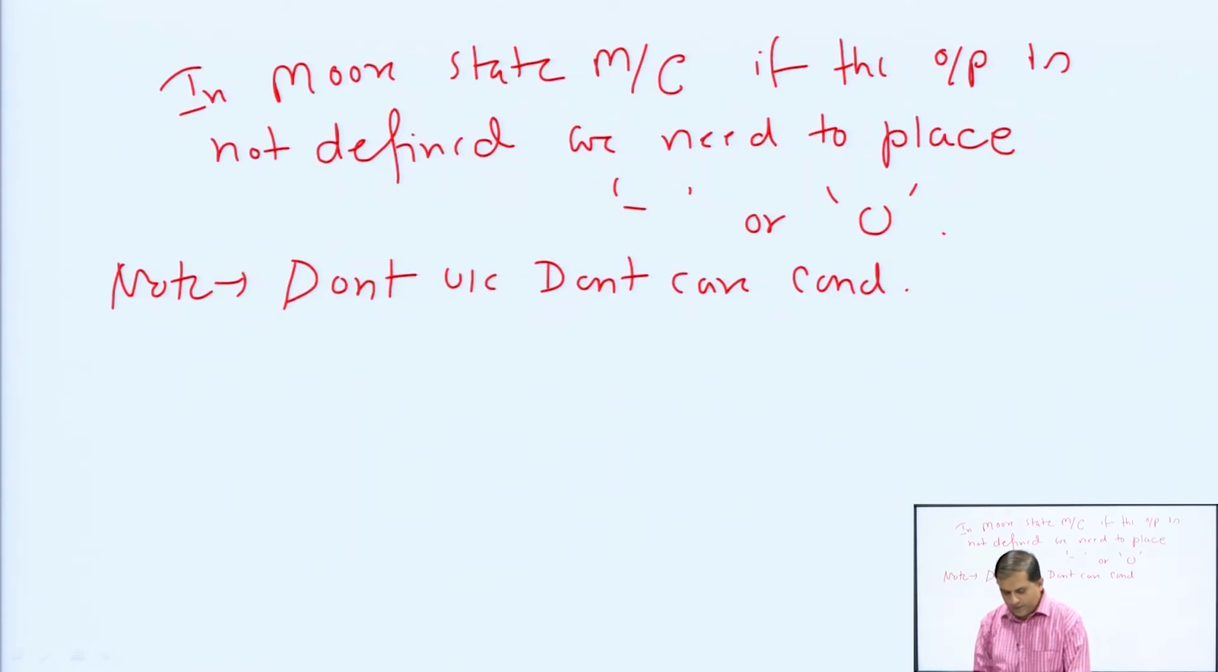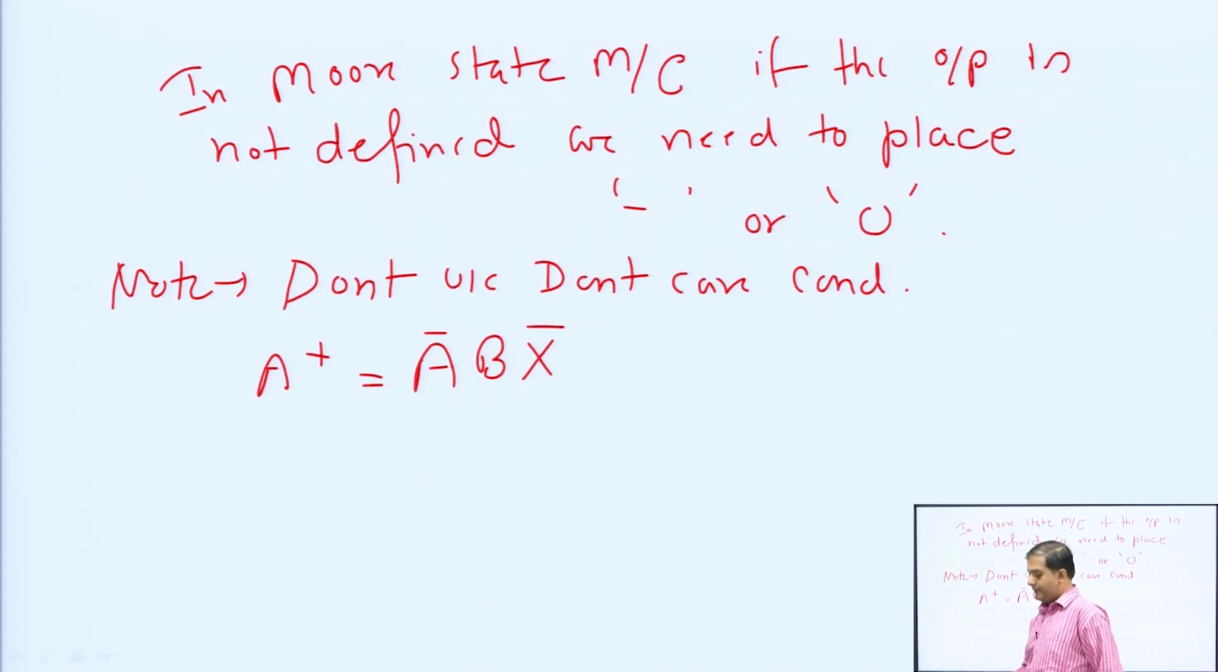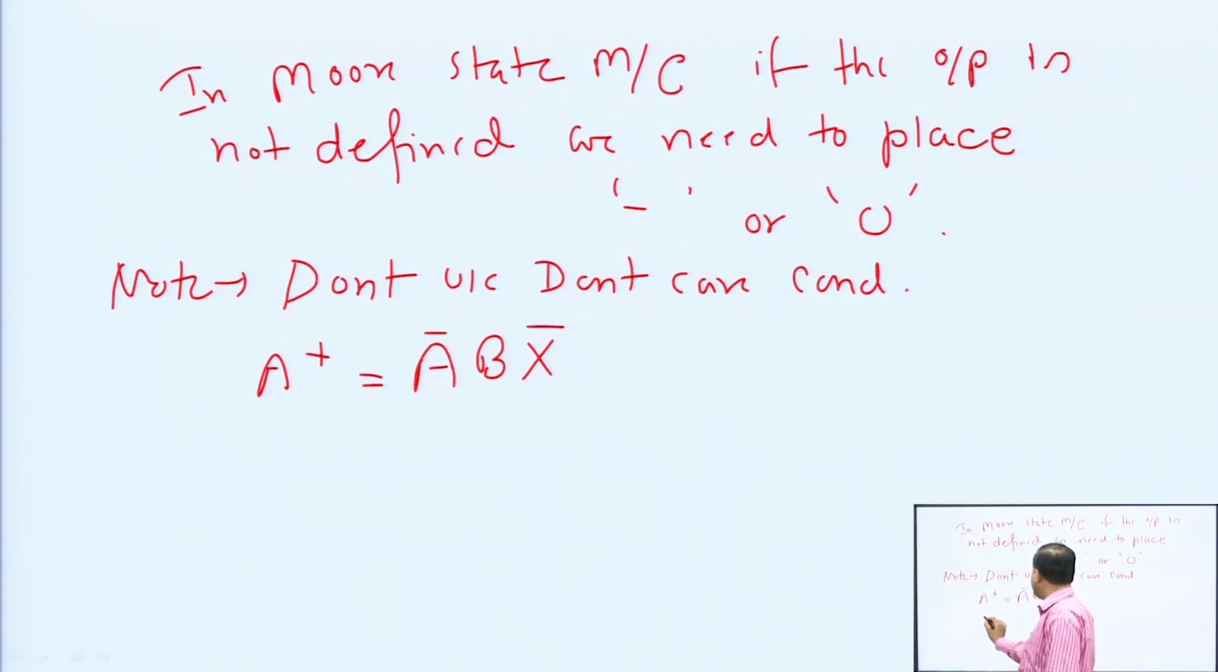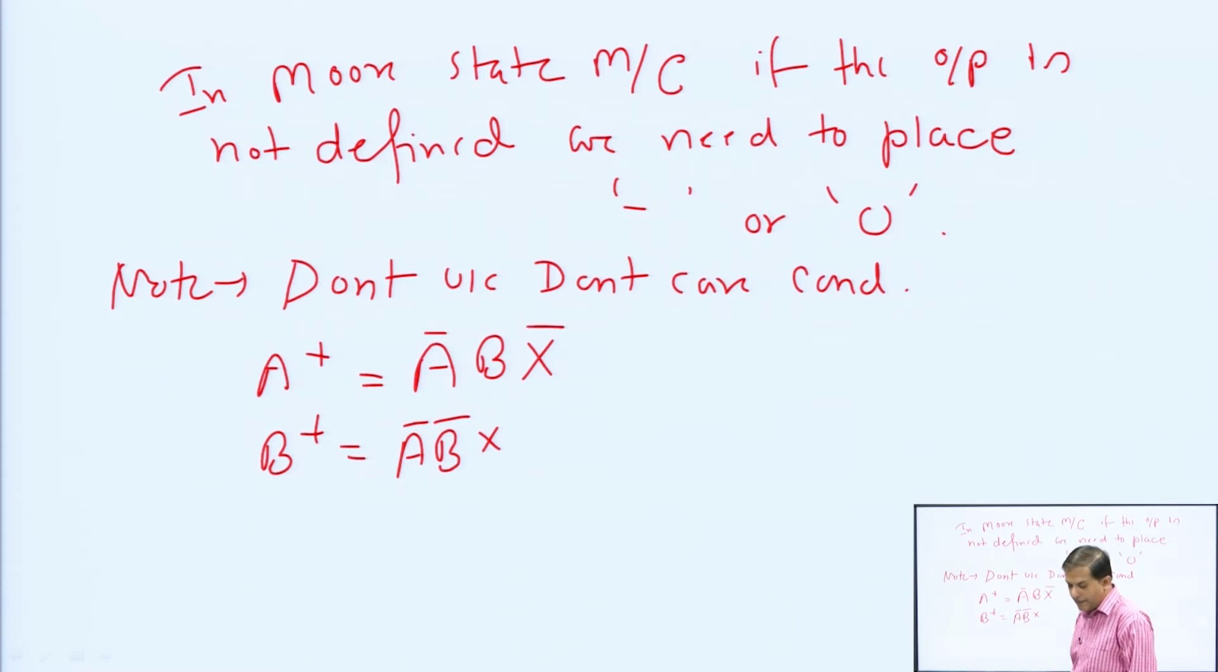So, again I am going to rewrite the equation. Okay. Here A plus I have already taken: A plus equal to A bar B X bar. Then what is B plus? B plus is A bar B bar X plus A bar B X. So, let us write it. B plus is equal to A bar B bar X plus A bar B X.